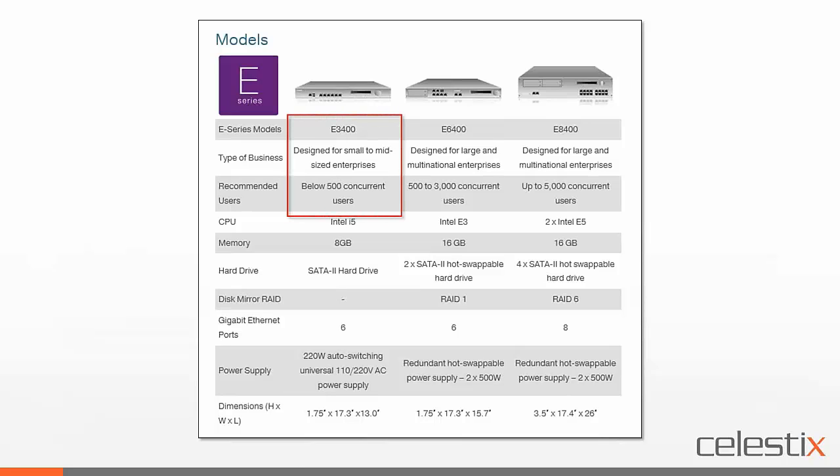At the low end of the scale, the E3400 series, designed for small to mid-sized deployments, 500 or so users. The 6400 really is the sweet spot. I think that for the majority of customers, this is an excellent solution. Supports up to 3,000 or so users. Provides some additional redundancy as well.